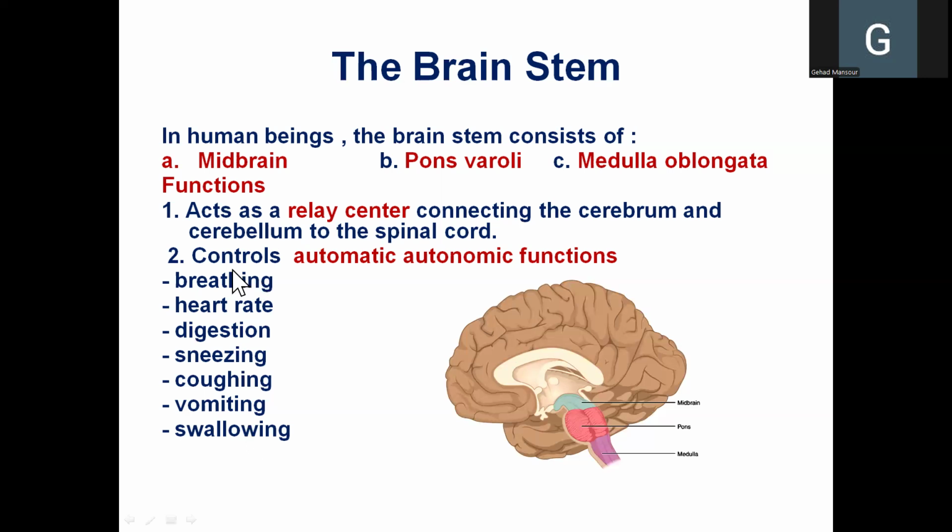Most of the nuclei are responsible for these automatic involuntary actions, like involuntary breathing. I'm not talking about controlled breathing. I'm talking about the subconscious breathing that we do all the time without being conscious of it. The heart rate, digestion, sneezing, coughing, vomiting, and swallowing, all these are reflexes and mostly present in the medulla oblongata.